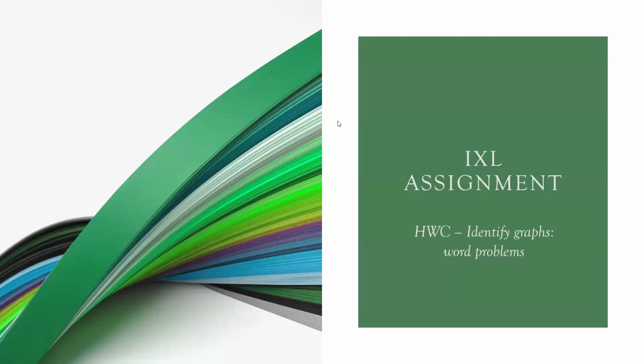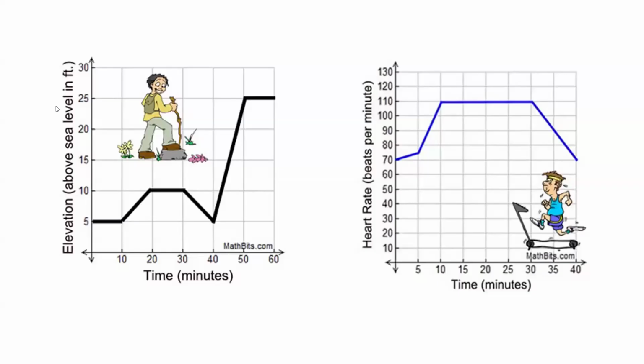Hi everyone. Today we're going to be working on IXL assignment HCW, Identify Graphs Word Problems. Now, of course, there's lots of different types of graphs, but what we're going to focus on here are function stories. So remember that when we're talking about a function, it is a relationship between two different things.